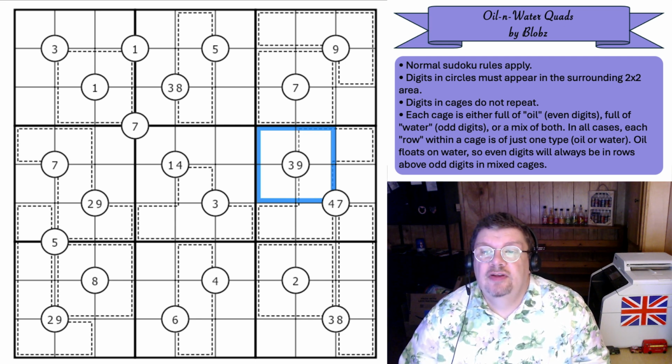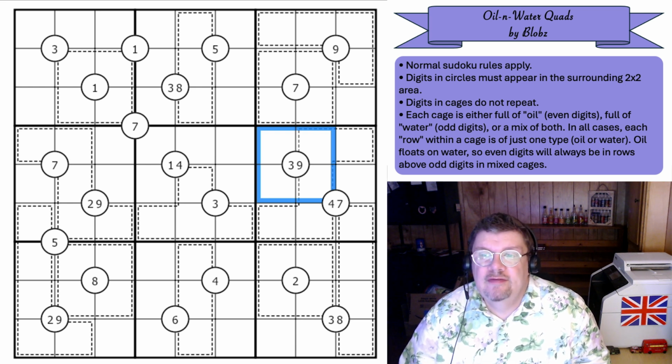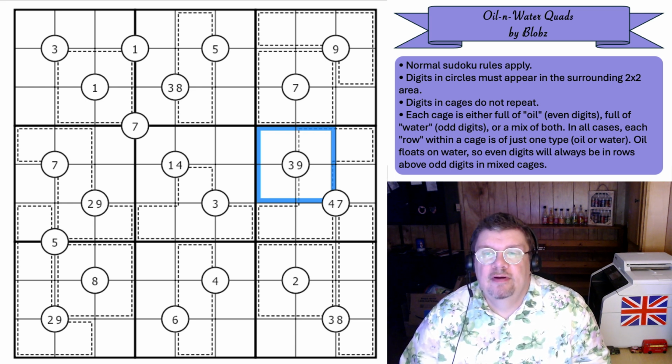Each cage is either full of oil, which is even digits, or full of water, which are odd digits, or a mix of both. In all cases, each row within a cage is just one type, oil or water. Oil floats on water, so even digits will always be in rows above odd digits in mixed cages. So what does that mean?